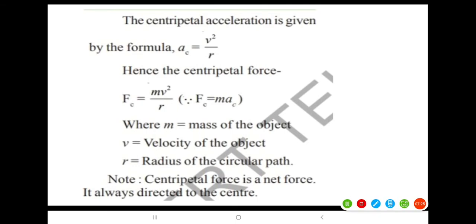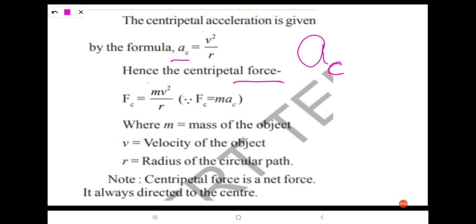The centripetal acceleration is given by the formula a_c equals v squared by r. Acceleration is denoted with a, and this is centripetal acceleration. The centripetal force F_c equals m v squared by r.